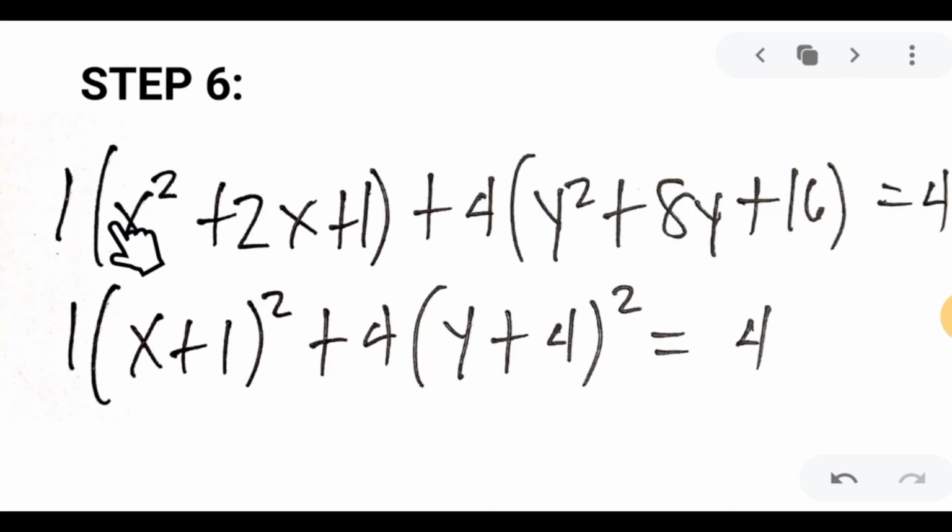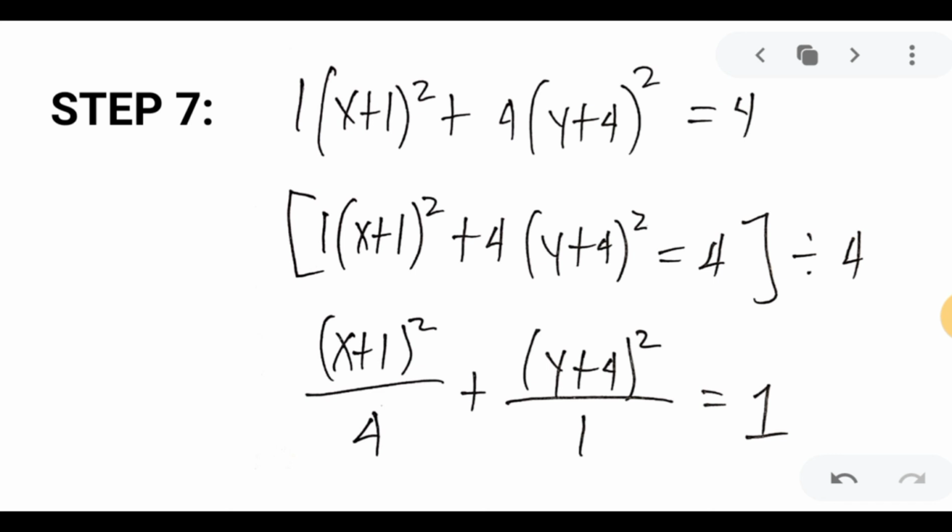For step 6, you have to express the perfect square trinomials into square of binomials. To express that, all you need to do is get the first degree of the x, that is x, plus copy the 1 since it is just a 1, and then square that. And then for this side, you have to get the first degree of the y, that is y here, and then get the square root of 16, that is 4, and then square that. This is the new equation.